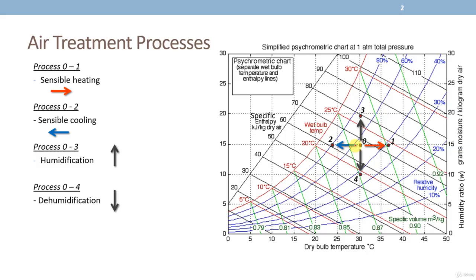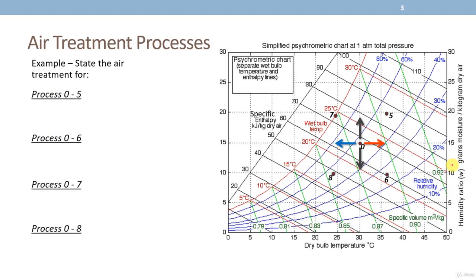How about going up and down? If a point is moving upwards, for example in this case from 0 to 3, that is a humidification process. Why is that so? Because the humidity ratio is actually increasing when it's moving upwards, in this case from 15 grams per kg to 20 grams per kg. So the opposite will be dehumidification when the humidity ratio drops, let's say from 15 grams to 10 grams per kg. So generally, these four directions represent the four different processes that will happen to the air.